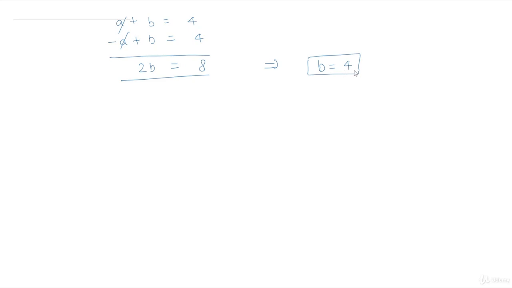So we have found that b is equal to 4. How will we now find the value of a? We will plug in the value of b in any of these equations. Let's plug in b is equal to 4 in the equation a plus b is equal to 4. That will be a plus 4 equal to 4. So this means a is equal to 0. Hence we are able to find the values of a and b, and our answer is b is equal to 4 and a is equal to 0. Right, so this is our answer.